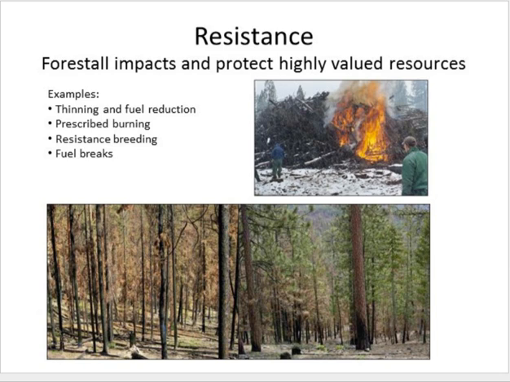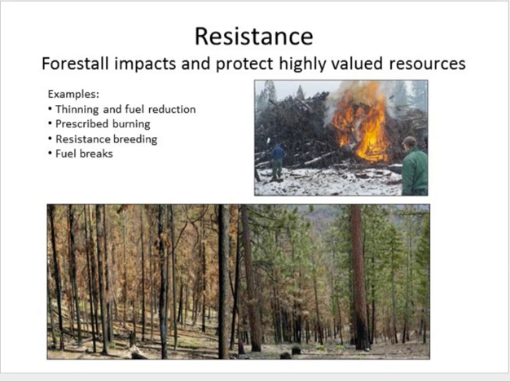and response. And so I'm going to go ahead and jump right into that and start to define them and give some examples as they indicate in the paper. Now, resistance, as they define it, is to forestall impacts and protect highly valued resources. Now, this almost definitionally is a very short-term kind of activity.